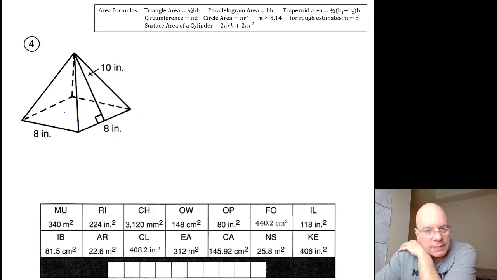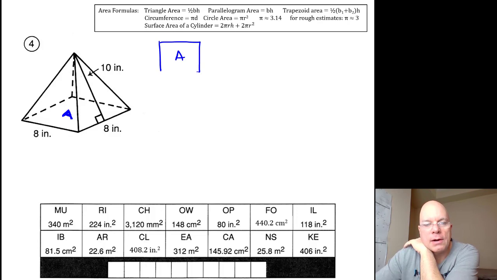Number 4, we have a square base. It's a square pyramid. It's got one base, and the base is a square. Sketch that first. The base is 8 inch by 8 inch. Oh, this is the one I did on yesterday's Nearpod. But just in case somebody didn't see that for whatever reason, I'm just going to do it real quickly here. This is face B. A triangle has a height of 10 and a base of 8.